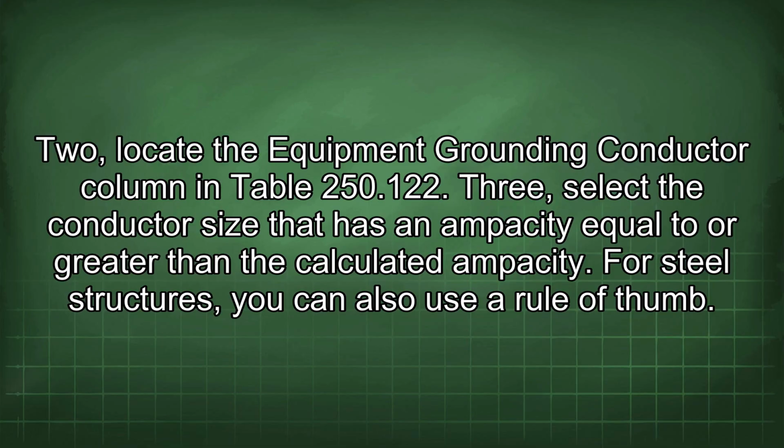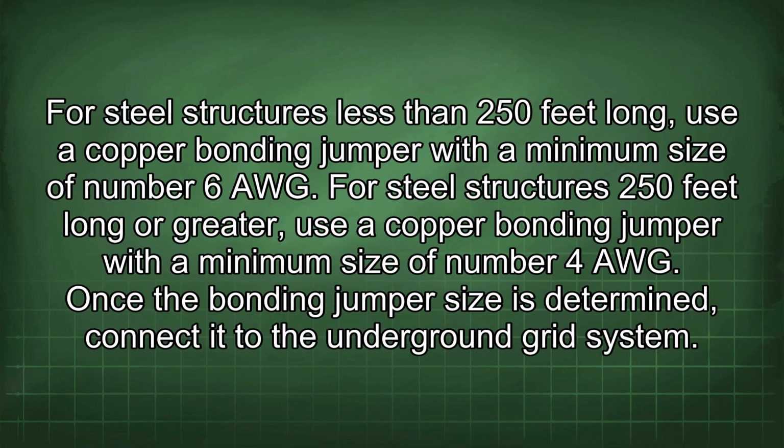For steel structures, you can also use a rule of thumb. For steel structures less than 250 feet long, use a copper bonding jumper with a minimum size of number 6 AWG. For steel structures 250 feet long or greater, use a copper bonding jumper with a minimum size of number 4 AWG. Once the bonding jumper size is determined, connect it to the underground grid system.